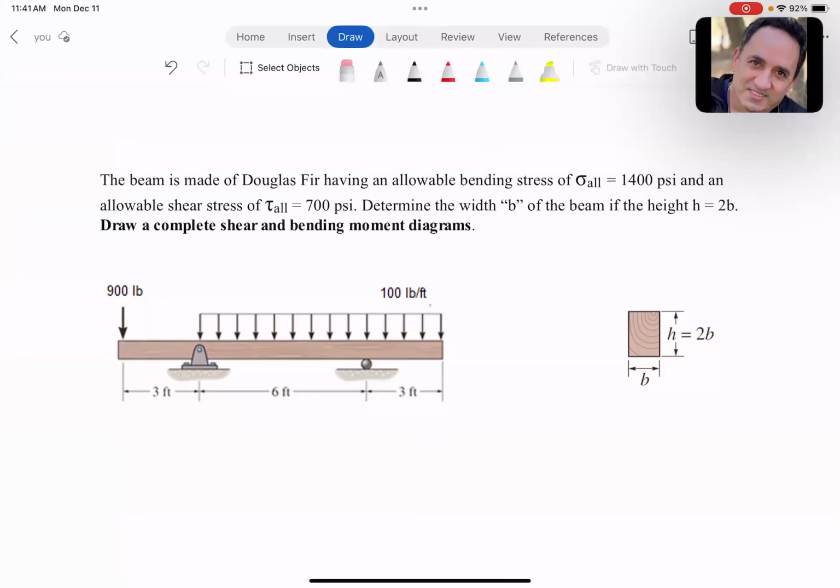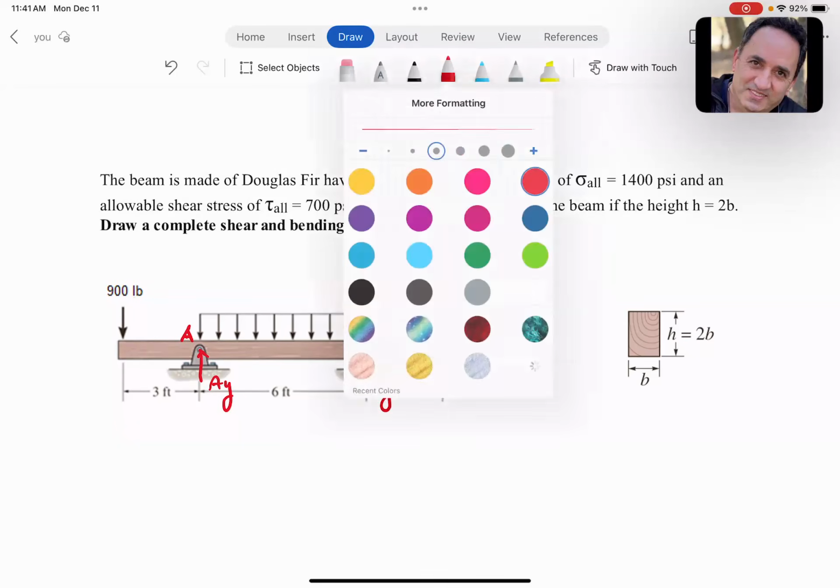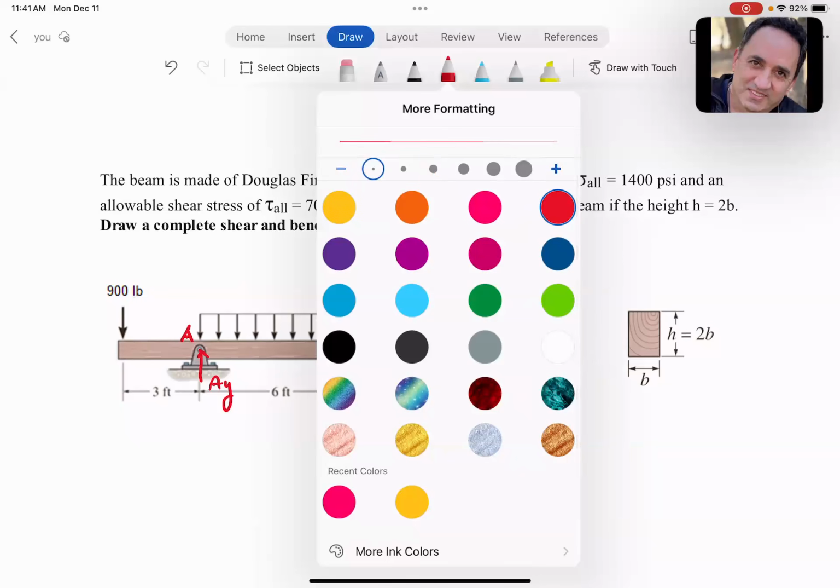All right, guys, so let's go and solve this problem. Clearly we have to draw the shear bending moment diagram, which means we need to figure out the reactions here. So I'm going to call this point A, where we have obviously a vertical reaction just in the y direction. I'm going to call this point B, so we have By here.